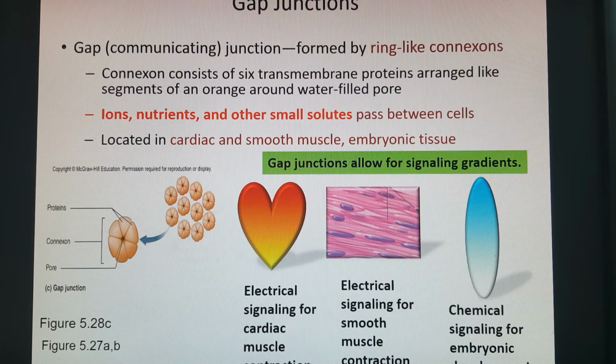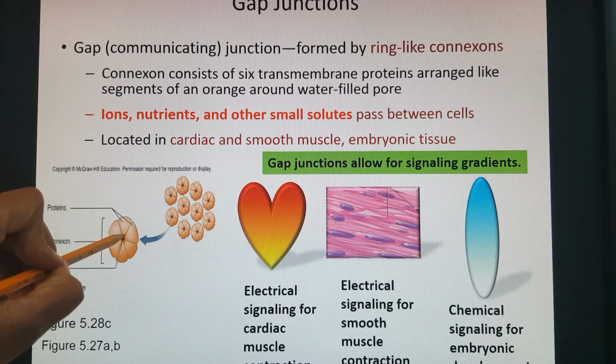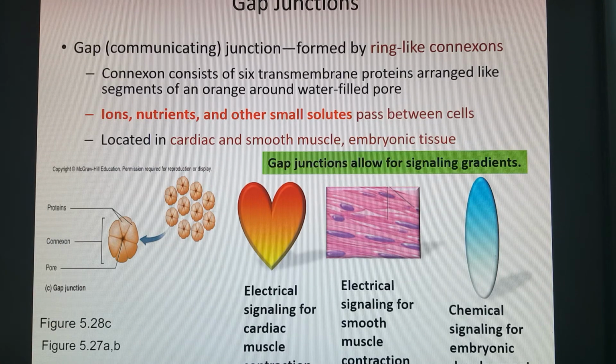Okay, next one, gap junctions. So this has a ring of proteins and this tiny little hole, and that's where little small stuff can go from cell to cell. So for example, ions, different nutrients, anything small enough to get through that hole, it can get there going down its concentration gradient from high to low concentration.